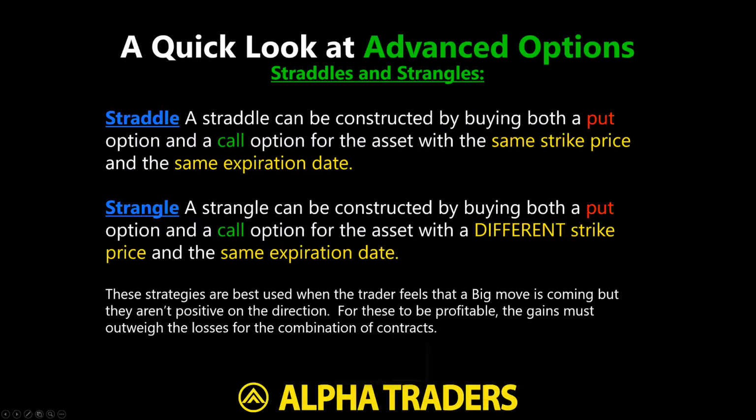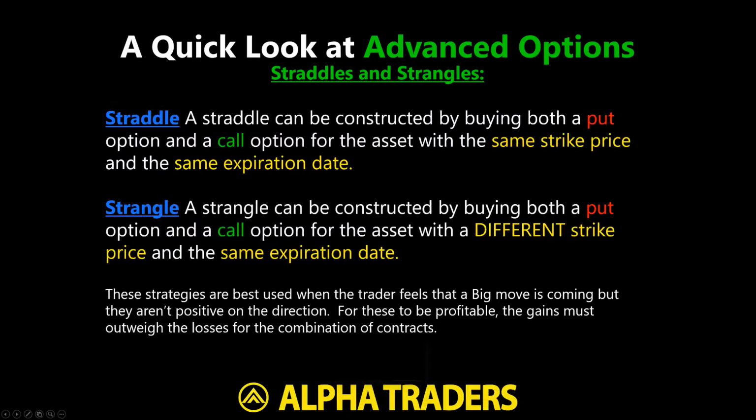Now, a strangle can be constructed by buying both a put option and a call option for the asset with a different strike price and the same expiration date. So let's talk about why you would even do this.